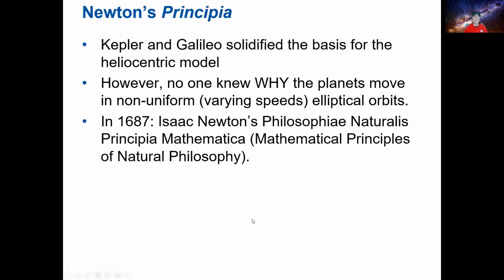This all changed in 1687, when Isaac Newton published his famous book called Mathematical Principles of Natural Philosophy. In this book, he laid out precise mathematical descriptions of how motion works in general. Today, these ideas are described as Newton's laws of motion.